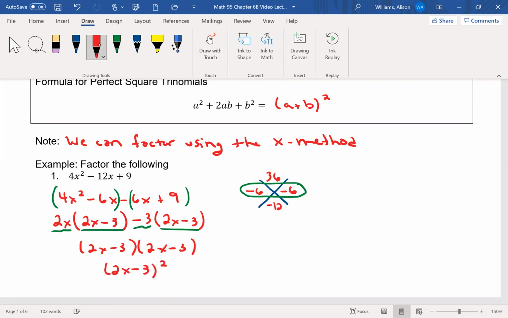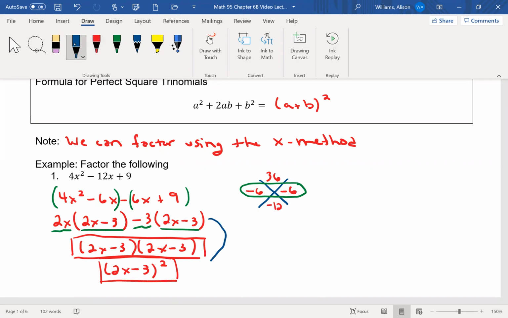All right. Now, I actually don't care which way you write your answer. If you want to just write it as 2x minus 3 times 2x minus 3, that's fine. You don't have to write it like this, but you can. You could write it either way. And if you want, it's okay also to skip to writing it like this if you want to write it with the squared. There's nothing wrong with that. Both answers are acceptable.